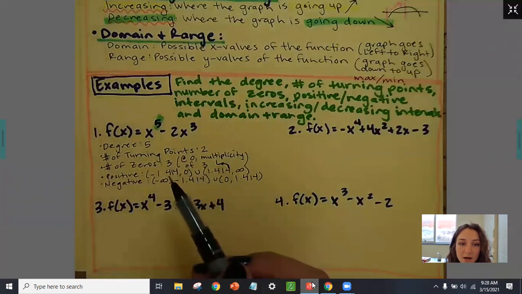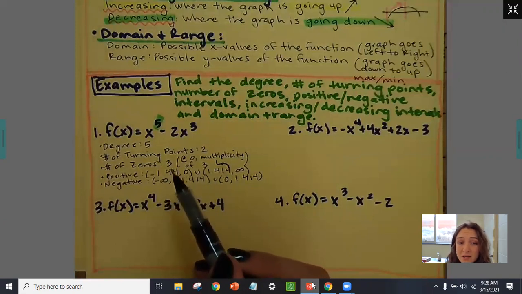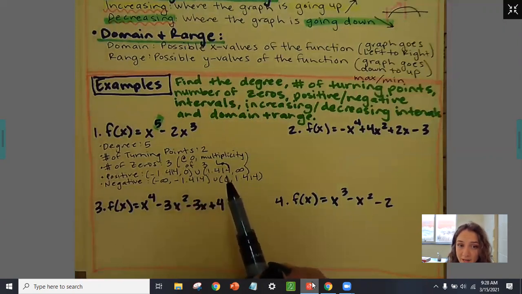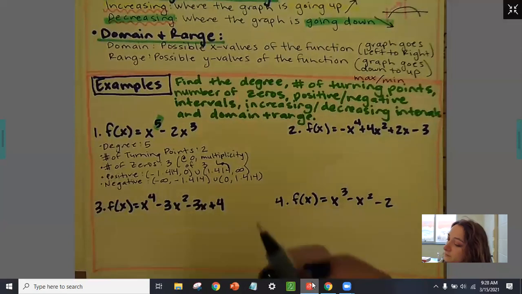Okay, and what should happen is exactly what's happening here. You can see that from negative infinity to negative 1.414, then it starts again with the positive to 0, then negative, and then positive like that. So everything should be filling in the gaps of the intervals there.